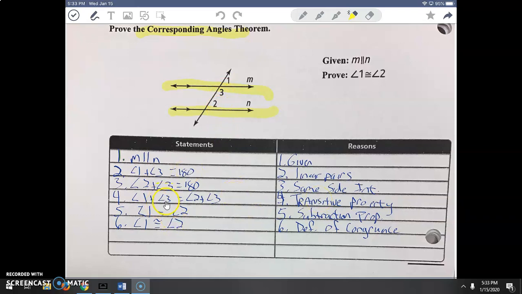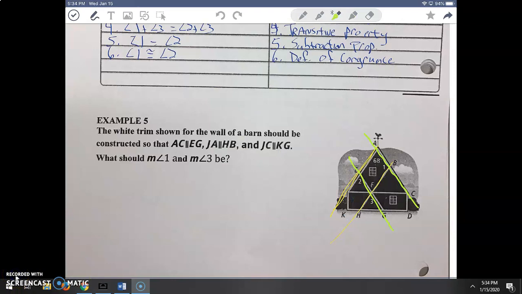Then we subtracted the angle 3 from both of them, and we end up with angle 1 equals angle 2. Subtraction property. And then we have angle 1 is congruent to angle 2, by the definition of congruence. That's basically saying if they're equal, they're congruent. All right, nice work.